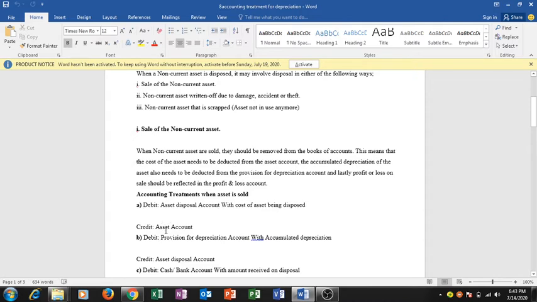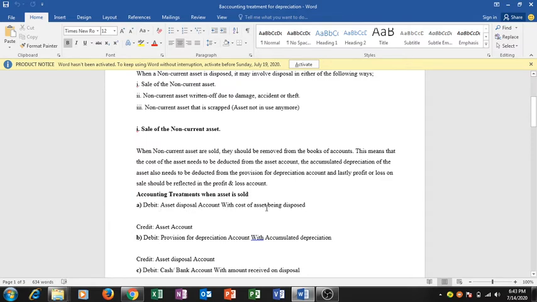It can be a motor vehicle account, a machinery account, a furniture account, things like that. So we credit the asset account. Why are we crediting it? We are crediting because it is now gone. When it was being added, it was debited. Now it is gone, it is credited in that particular account. Then we complete the double entry by debiting the asset disposal account.